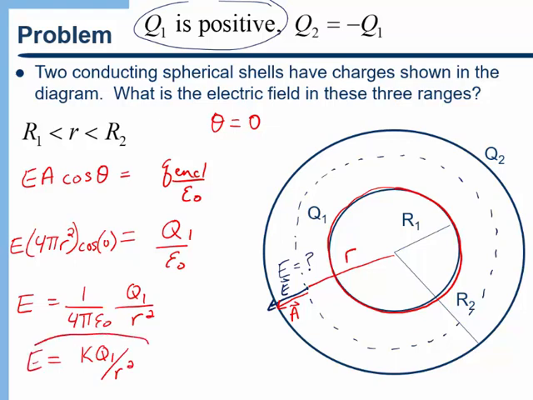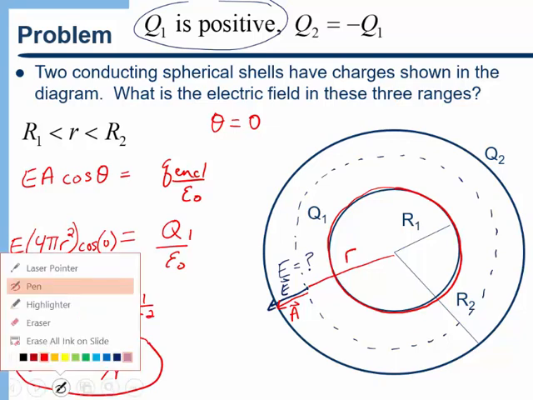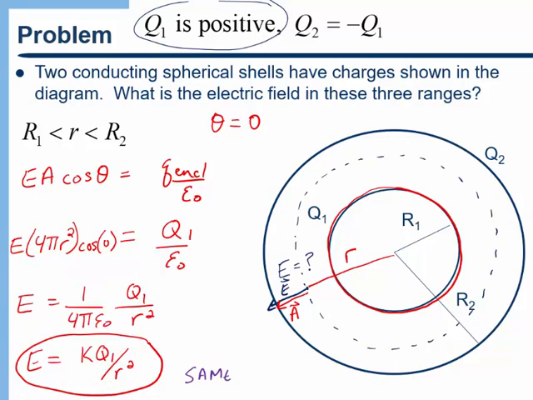Now that's an important result because hopefully you recognize what that looks like. I'm just going to make a note: same as E of a point charge. So there are a couple important things to notice here. Once you are outside a shell of charge, so in other words, we're outside this shell, you can't tell the difference between the electric field created by that shell and the electric field that would have been created if all of that charge Q1 had simply been located right there. The electric field is the same.